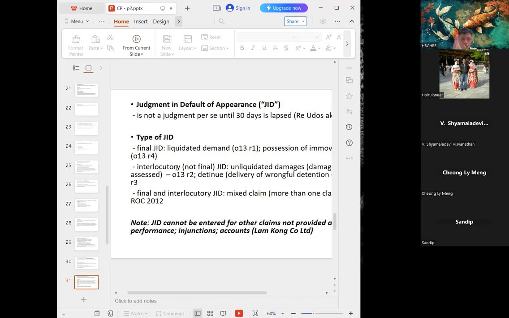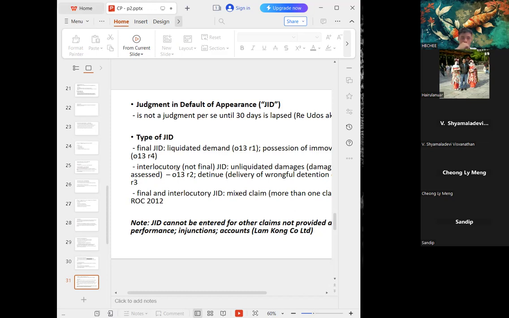If the defendant has not entered into any appearance, then we will file two things. The first thing is the non-appearance and then the JID. Two things must be filed after the 14 days, then the court, after the 14 days gone, we are given the time to file these two documents. Then the court will extract the JID.